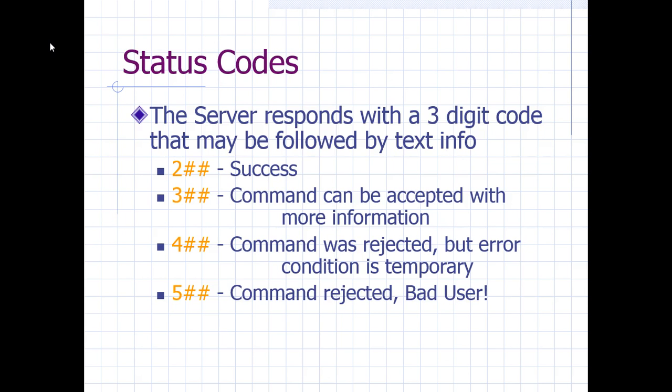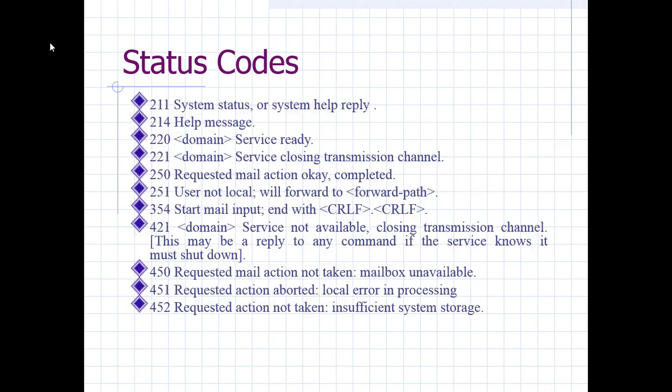These are some of the status codes. The server responds with a 3-digit code that may be followed by text information. 2 is for success. 3 means that the command can be accepted with more information. 4 is the command was rejected but the error condition is temporary. 5 is command rejected and bad user.